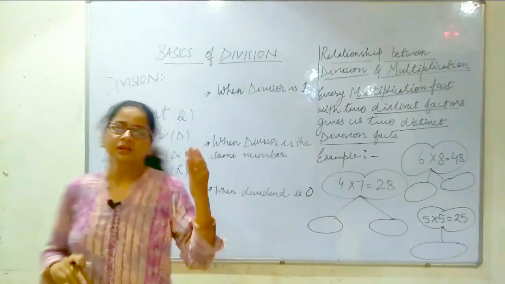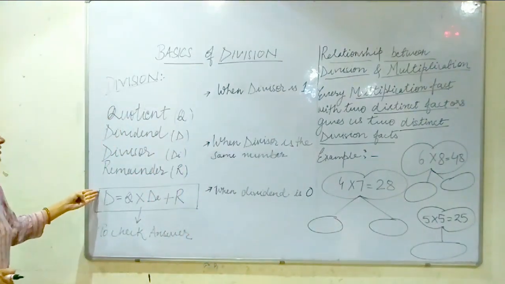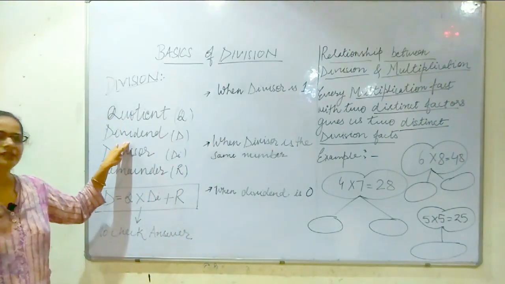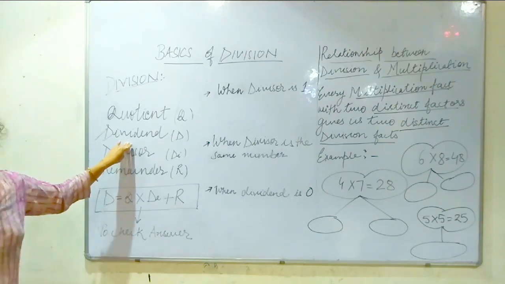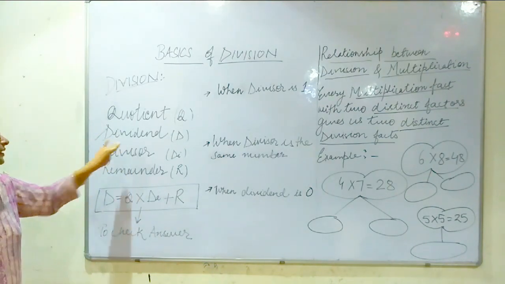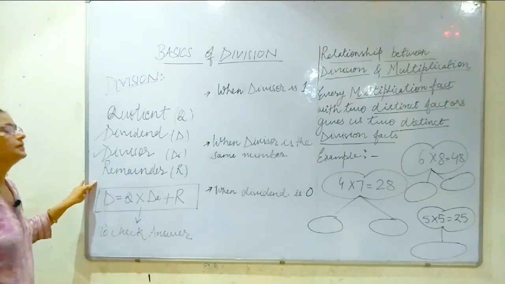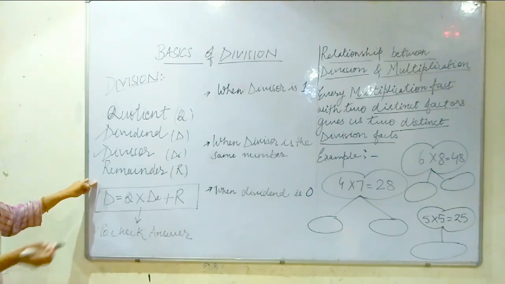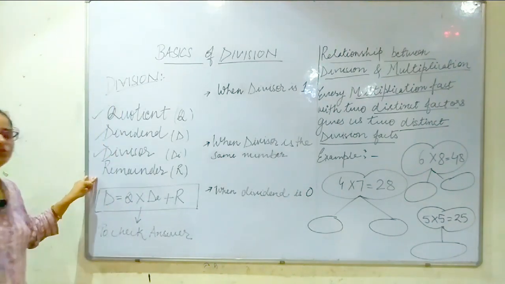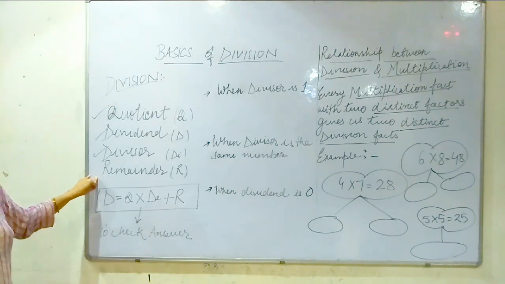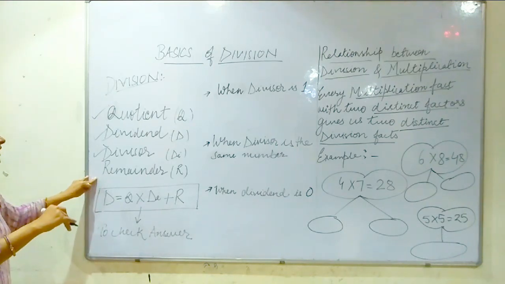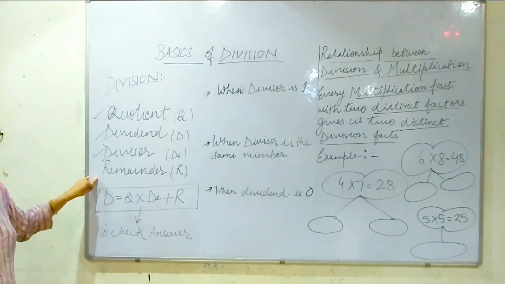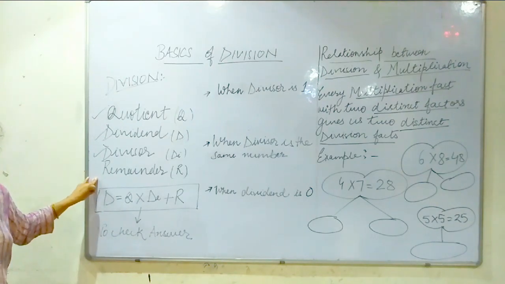I have written these terms here. Dividend is the number that has to be divided. Divisor is the number by which you have to divide. Quotient is whatever you get by dividing the number. Means quotient is your answer.